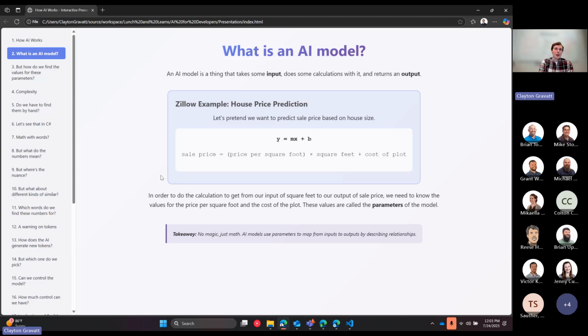So what is an AI model? Hard to define. I'll define it as a thing that takes some input, does some calculations with it, and returns some output. So let's take a hypothetical example. Let's say we're Zillow, and we want to be able to make predictions on housing prices based on the size of the house.